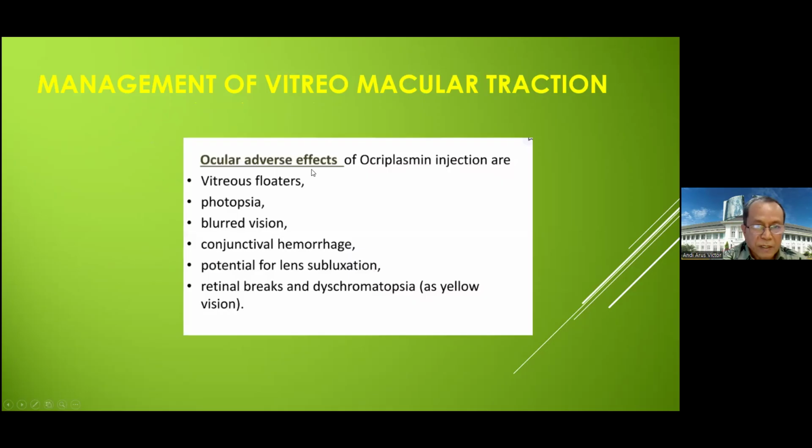The ocular adverse effects of ocriplasmin injection are vitreous floaters, photopsia, blurred vision, conjunctival hemorrhage associated with the injection, and potential for lens subluxation and retinal break.